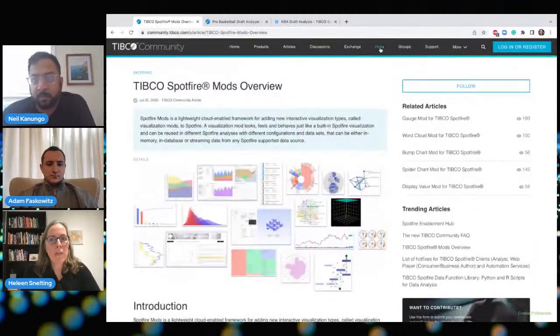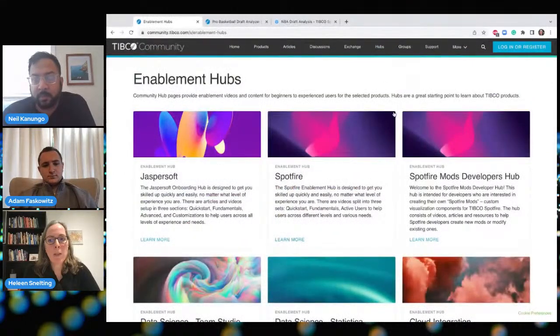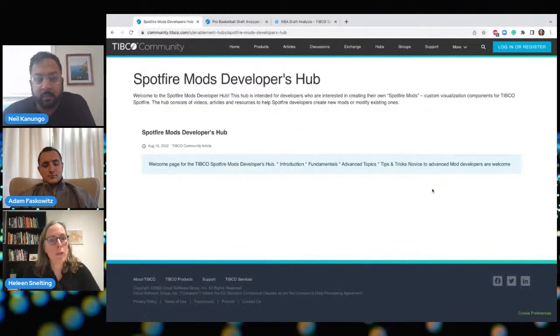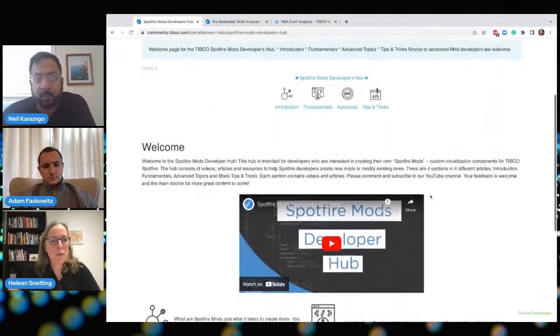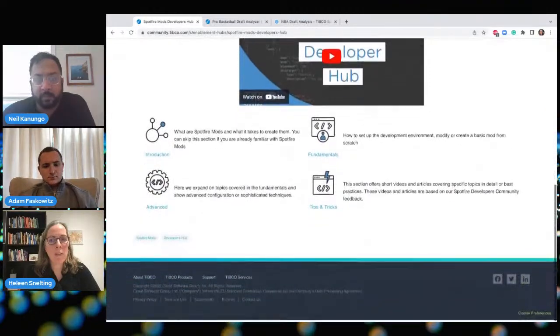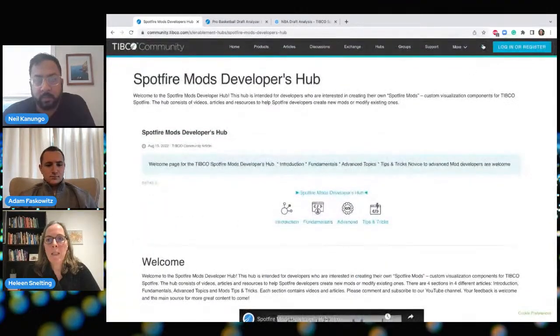We also recently created a developer hub. Neil and Jose in our team built that. So that's also available for you. If you want to build Spotfire mods, this has all the information for you to know how to do that. The other thing I wanted to show was the data functions.